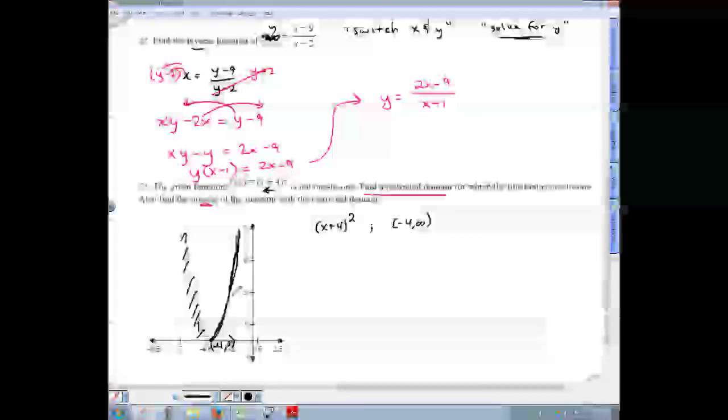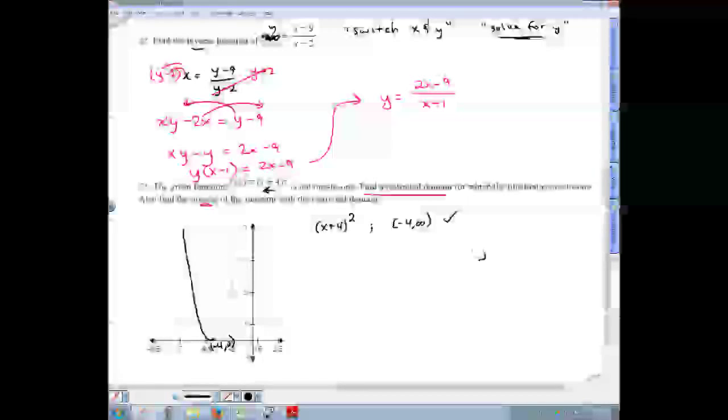Okay. Now, that's one of the possible answers. We could also choose to use the left side of the graph, and forget about the right side. So, you could go from -infinity to -4.